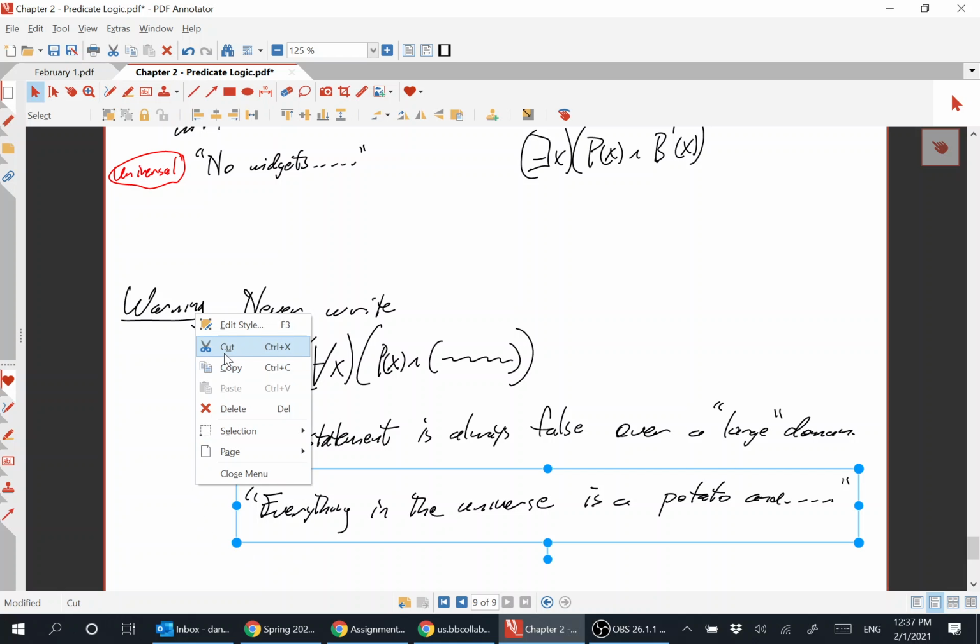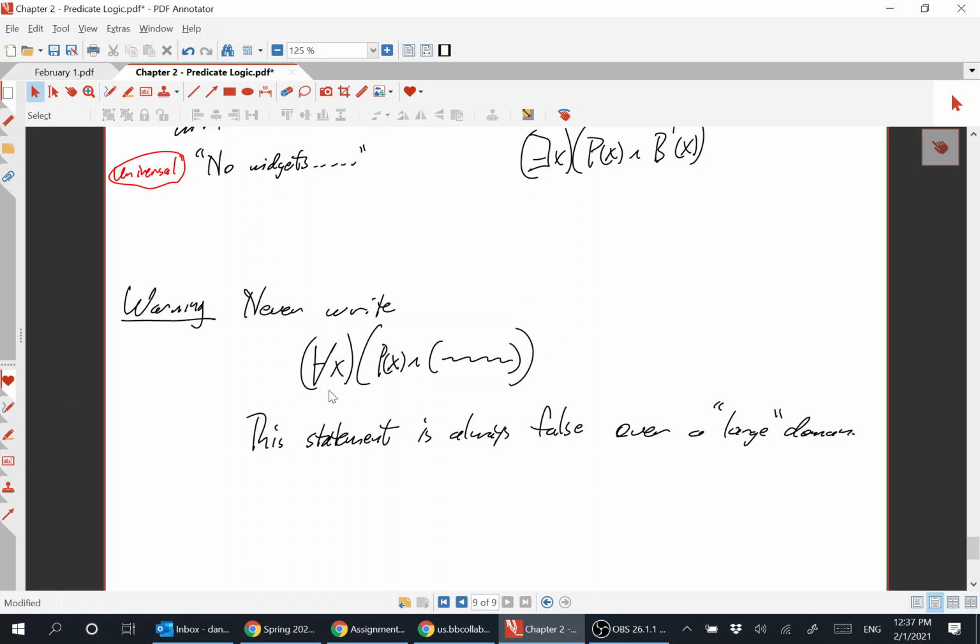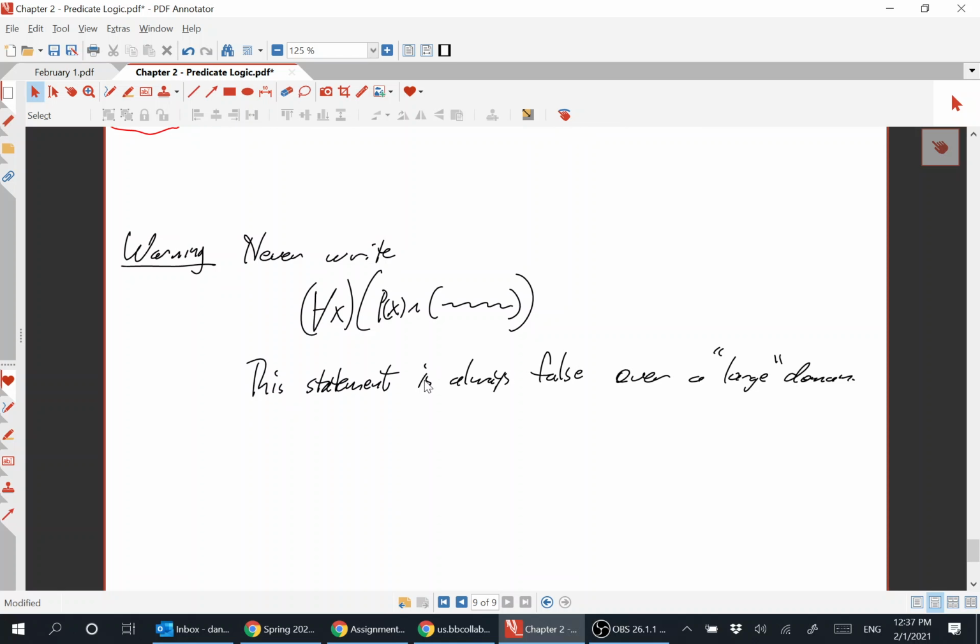So, the point of this is universal quantification goes with implication. Universal quantification goes with implication. It doesn't go with conjunction. Never goes with conjunction, except in the following sense. This is when P of X is a conjunction, and then you have parentheses here. If you have something like this, you can write, however, something like this.